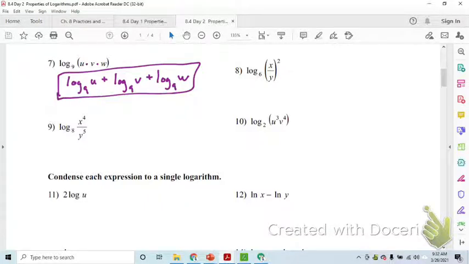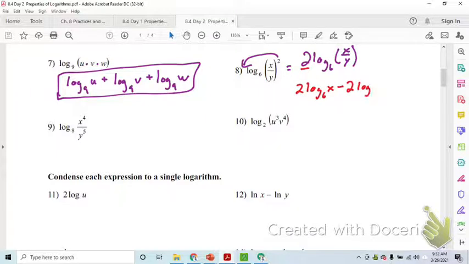Then, this 2, ladies and gentlemen, is going to come out front first. That's the first thing I'm going to do. So this will be 2 log base 6 of x over y. But now we have to use the quotient rule there and expand that. So it'll be 2 log base 6 of x minus, and this is the important part, if there's a 2 out in front, the 2 also has to go there. So 2 log base 6 of y. Okay.